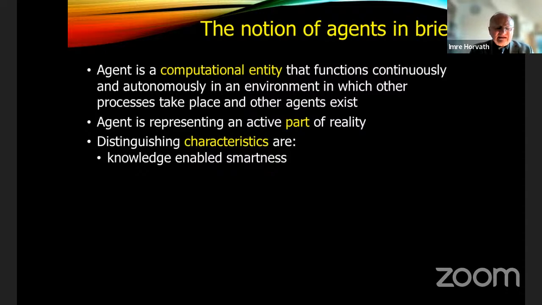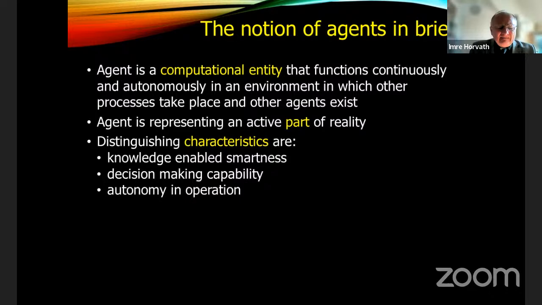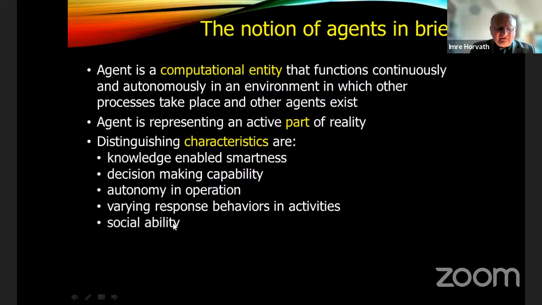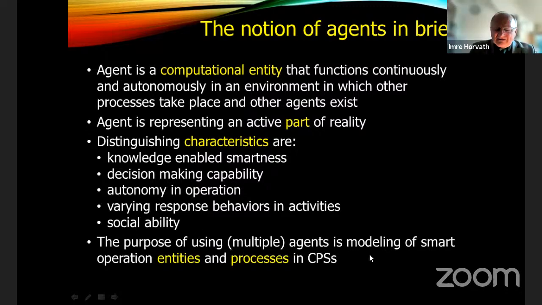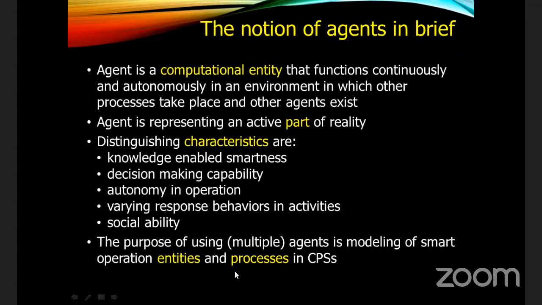Distinguishing characteristics are, for instance, that knowledge enables smartness. There is a decision-making capability. There is some level of autonomy in operation, varying response behavior in different activities. The purpose of using multiple agents is modeling smart operation.